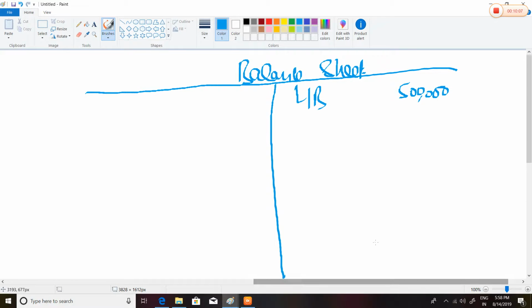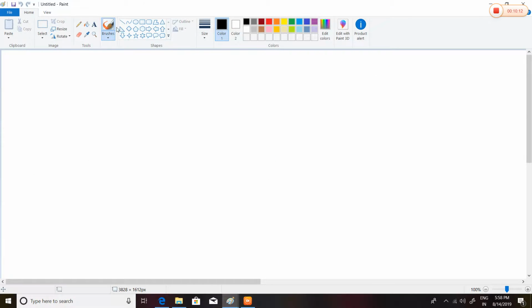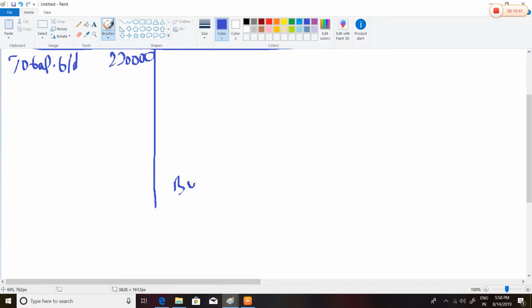Next point, we have to prepare working notes. Our first working note will be of plant and machinery. Why? Because there is a difference between the opening and closing capital. So let's start. To balance brought down 2,20,000 and by balance carried down 3,30,000.